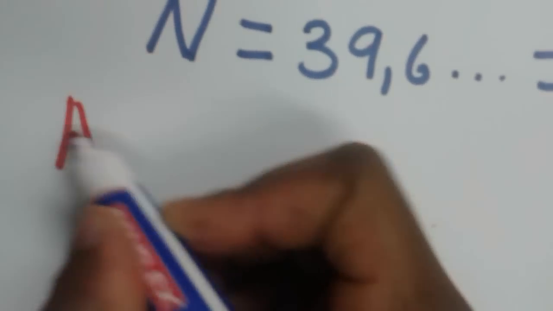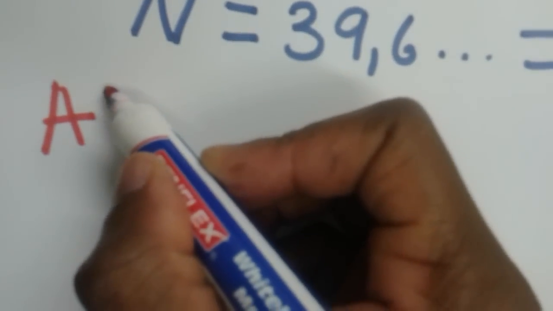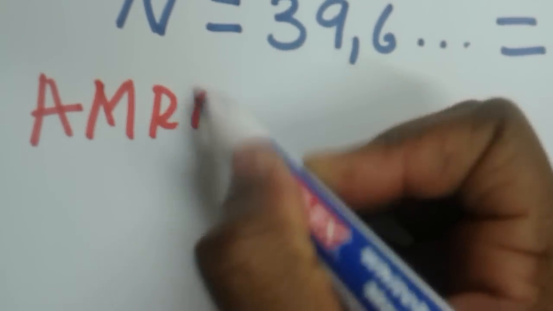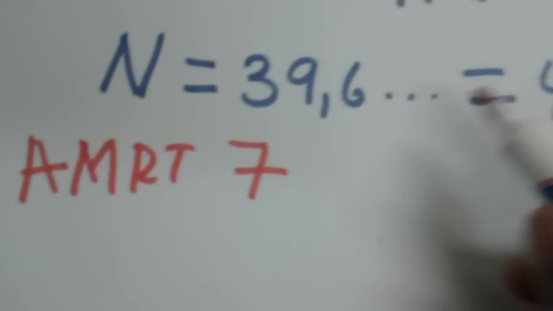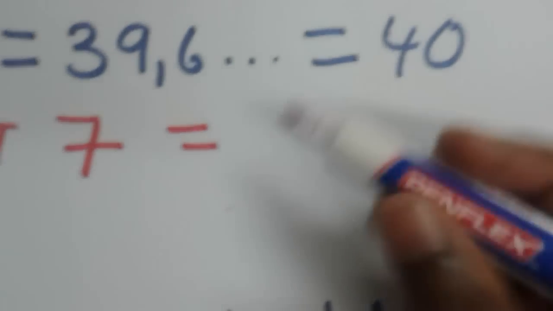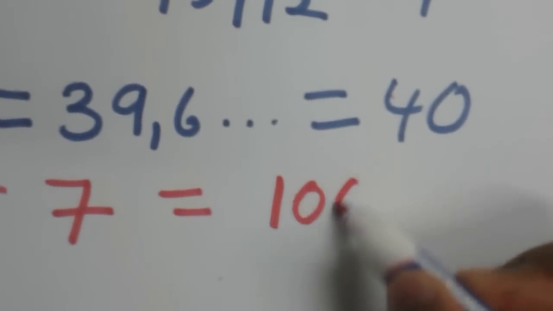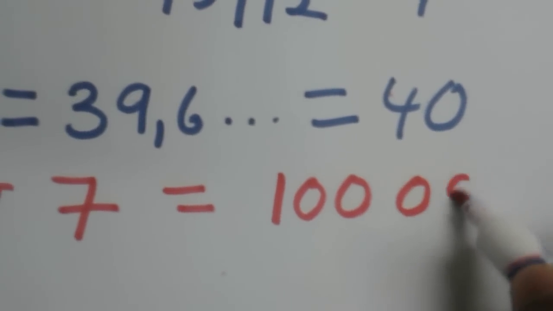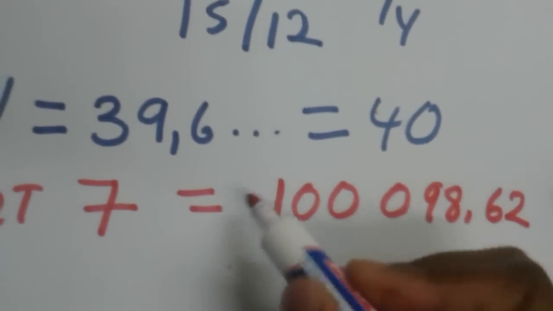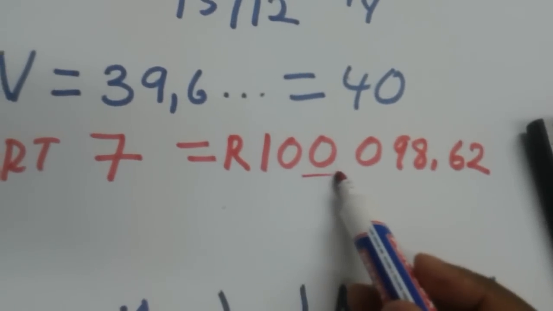So I'm going to come here and say amount 7. It means find the balance after 7 payments, is equals to, the answer is 100,098.62. But remember, this is the balance at the end of November.